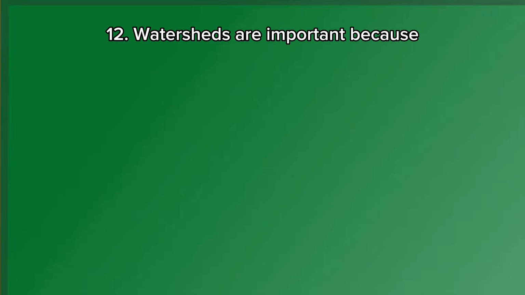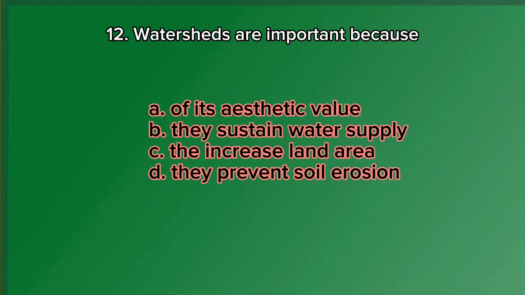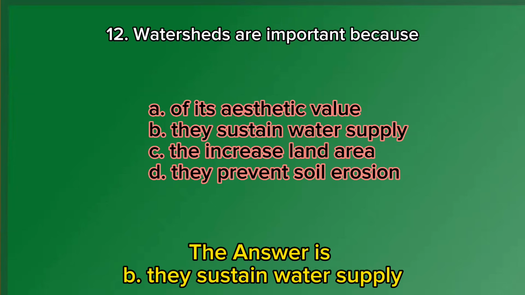12. Watersheds are important because A. Of its aesthetic value. B. They sustain water supply. C. They increase land area. D. They prevent soil erosion. The answer is B. They sustain water supply.